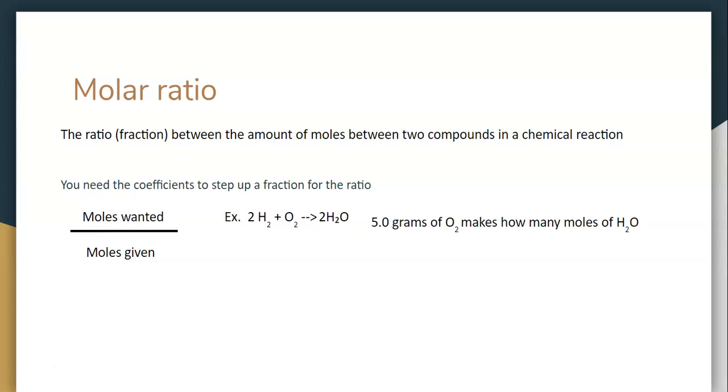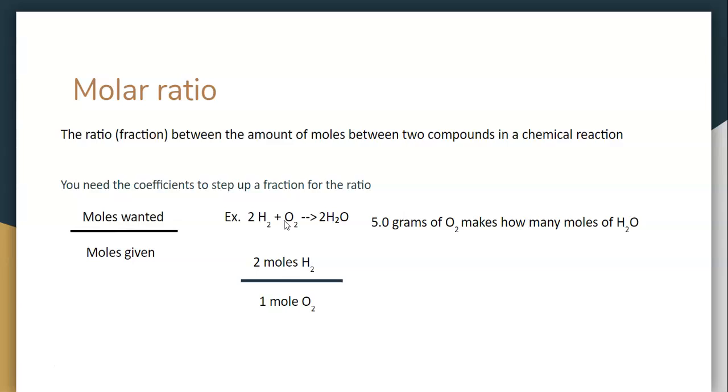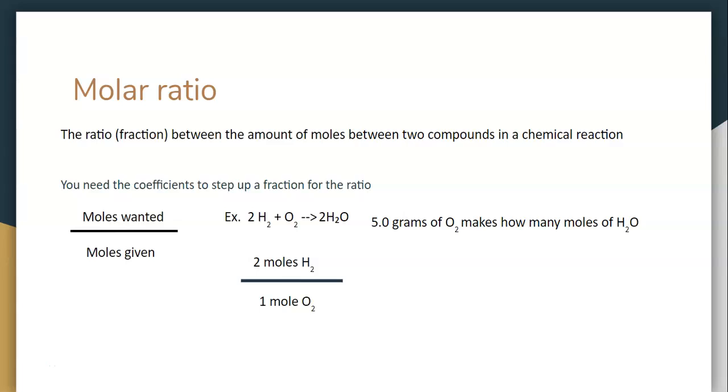So I'm going to start by figuring out my molar ratio. What I'm looking for, if you notice, is how many moles of H2O. So I'm going to put that I have 2 moles of H2O over 1 mole of O2, and I'm just looking at my equation. There's a 2 in front here, and even though there's not a number in front of O2, I know that it has a coefficient of 1. So that's my molar ratio. For every 1 O2 molecule, I will make 2 H2O molecules.